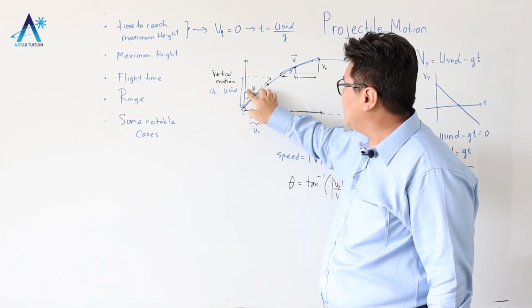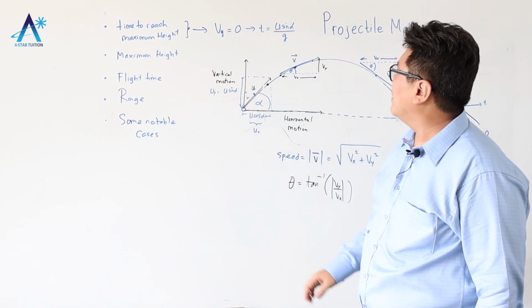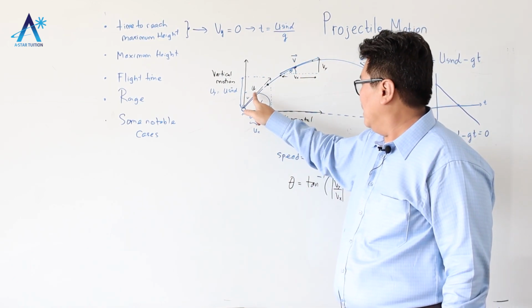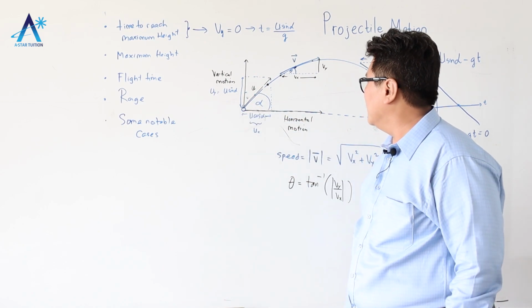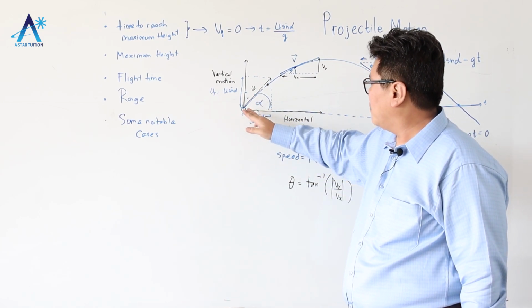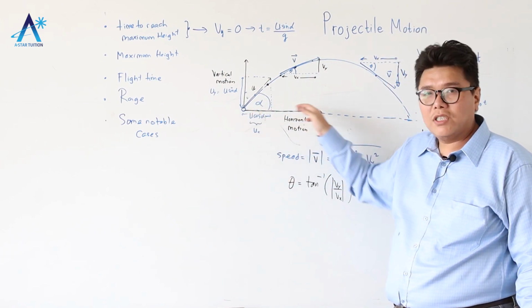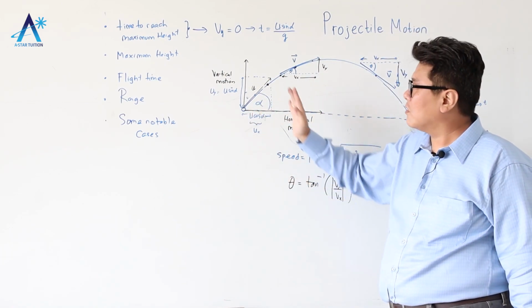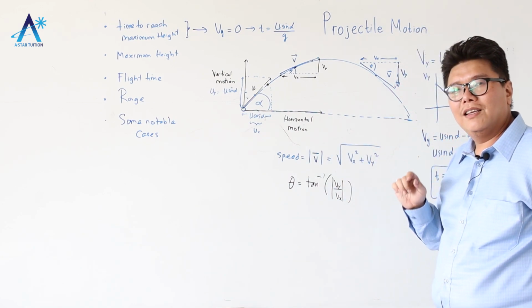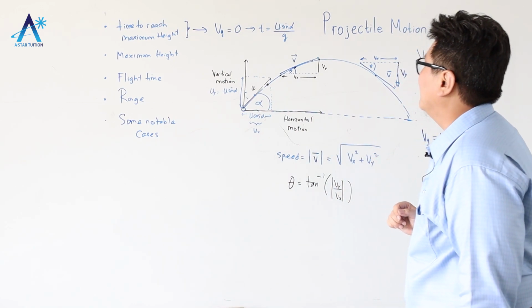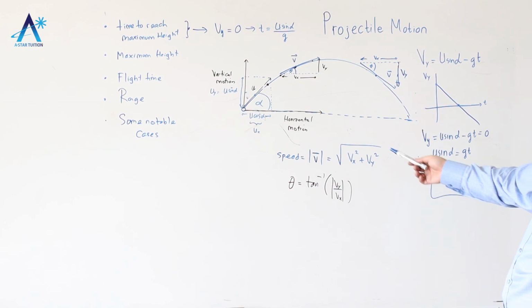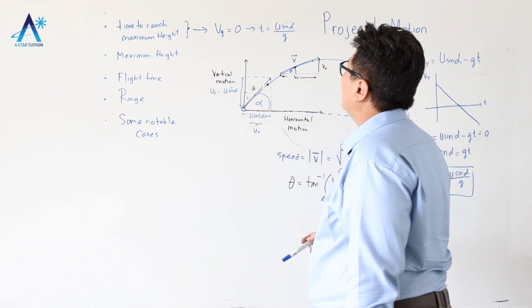So remember, this equation is valid if the angle is defined as the angle between the velocity vector, in this case the initial velocity vector, and the positive horizontal axis. Horizontal, not vertical. Please keep this in your mind. So the time here, as we mentioned, is u sine alpha over g.